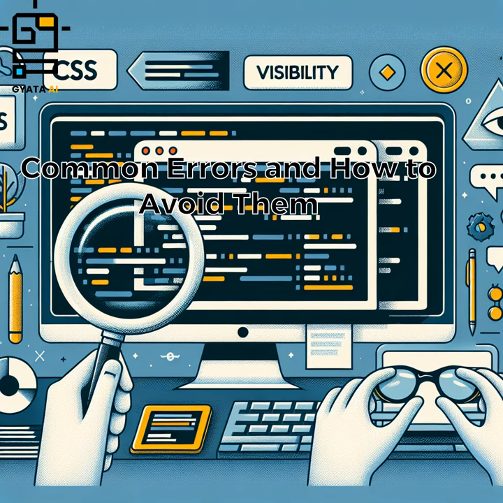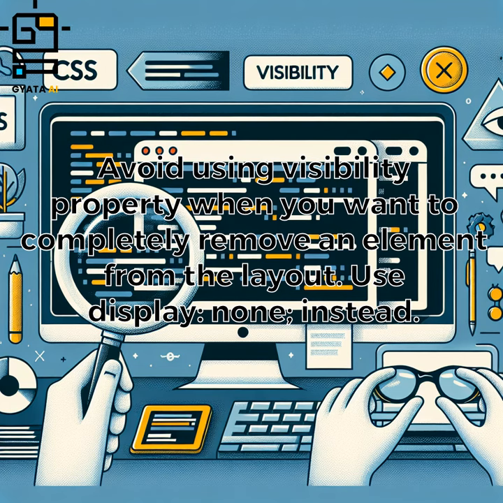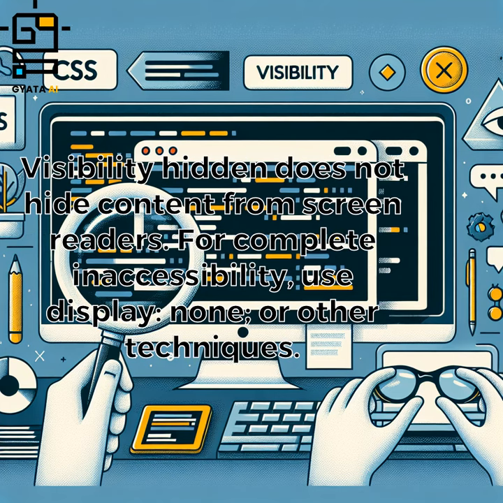Common errors and how to avoid them. Avoid using the visibility property when you want to completely remove an element from the layout. Use display none instead. Visibility hidden does not hide content from screen readers. For complete inaccessibility, use display none or other techniques.